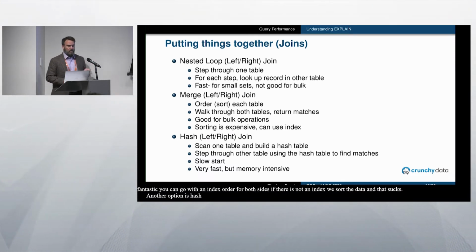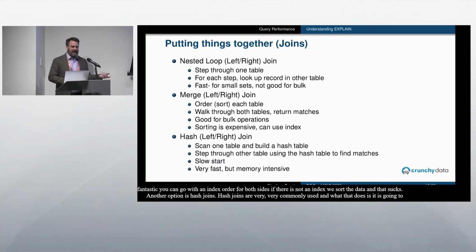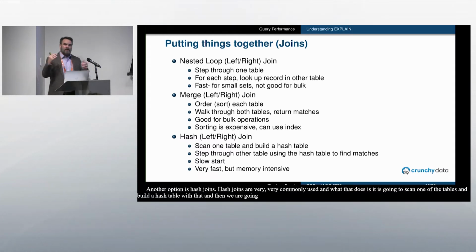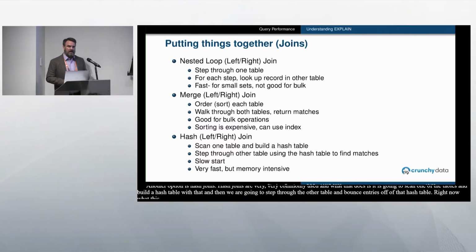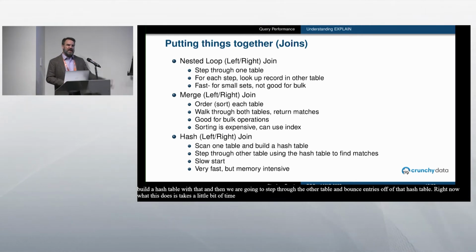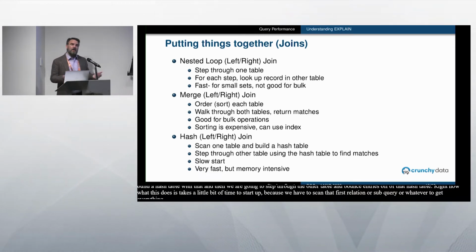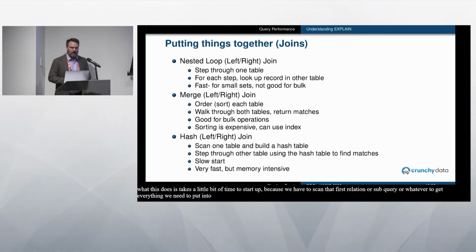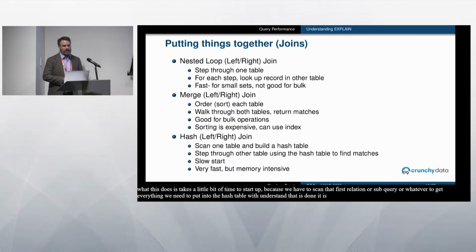Hash joins are very, very commonly used, and what that does is scan one of the tables and build a hash table with that, and then we step through the other table and bounce entries off of that hash table. Now, this takes a little bit of time to start up. It's relatively slow starting because we have to scan that first relation or first subquery to get everything we need to put into the hash table. But once that's done, it's very, very fast. Obviously, it's pretty memory intensive.